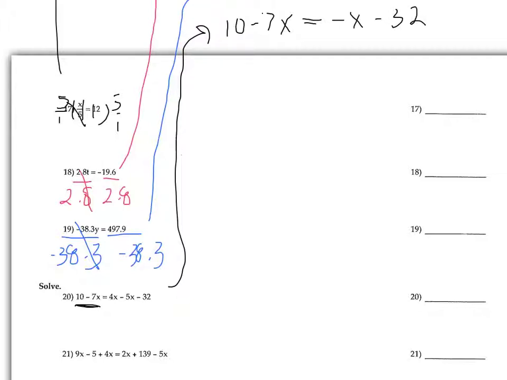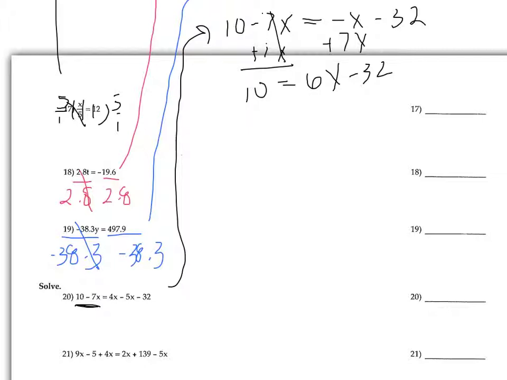So now we have numbers and letters on both sides. We want to get all the numbers on one side, the letters on the other. So I'm going to do this by getting the variables to the right, because I don't like negative variables. And the negative 7, if we add 7 x's to both sides, we get cancellation here. We get our 10 to carry down. Over here, negative 1 plus 7 is 6. We have 6x minus 32.